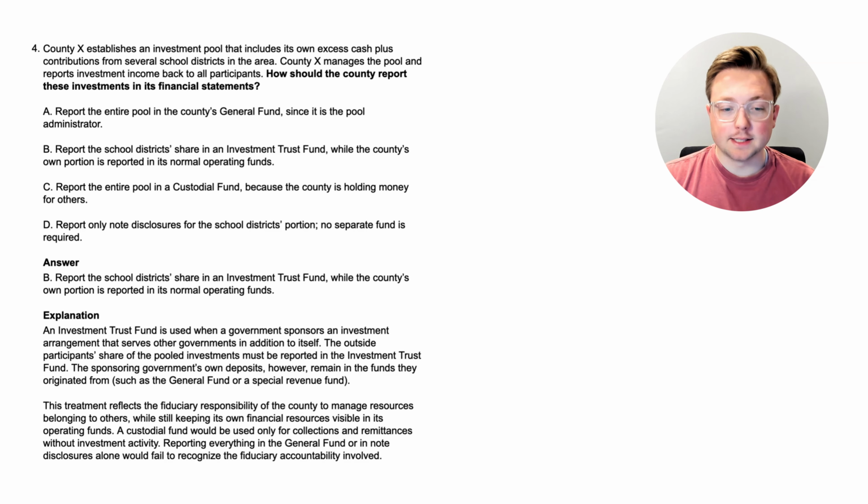All right, here we are. The answer is B. They would report the school district's share in an investment trust fund, and they would account for their own portion in their normal operating funds. So let's go through this. An investment trust fund is used when a government sponsors an investment arrangement that serves other governments in addition to itself. The outside participants' share of the pooled investments must be reported in the investment trust fund.